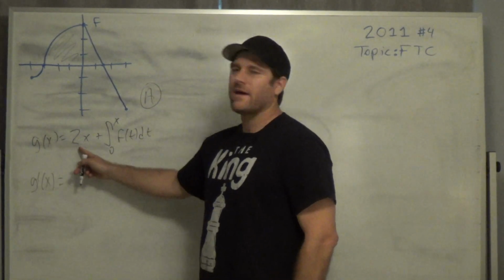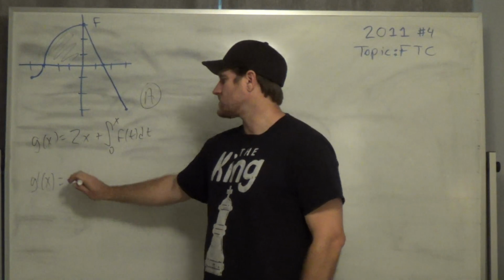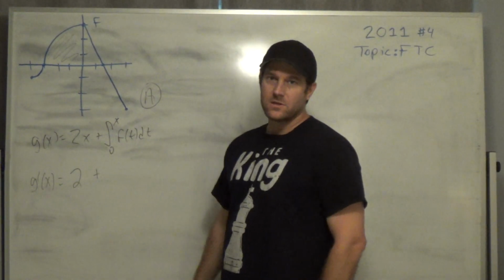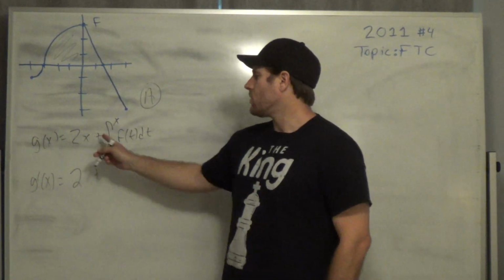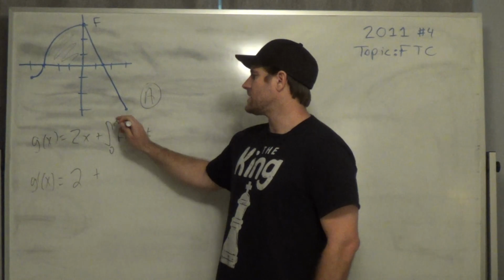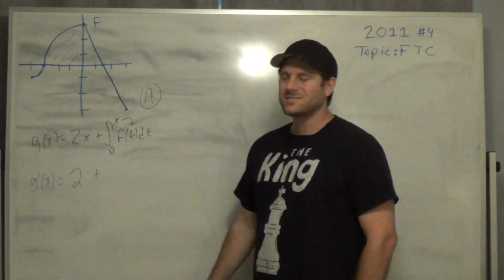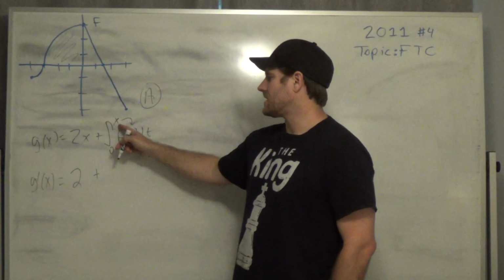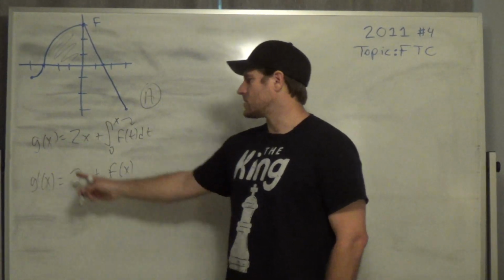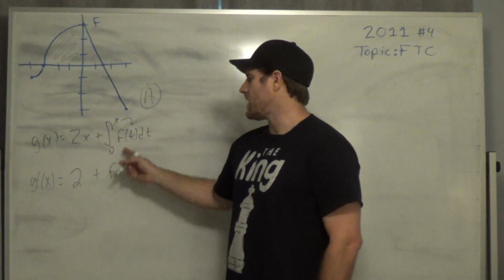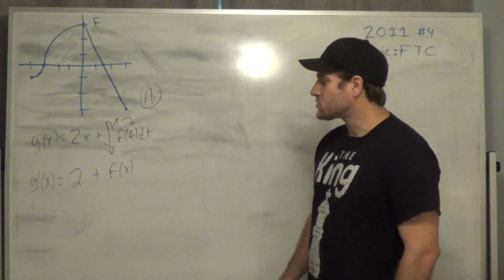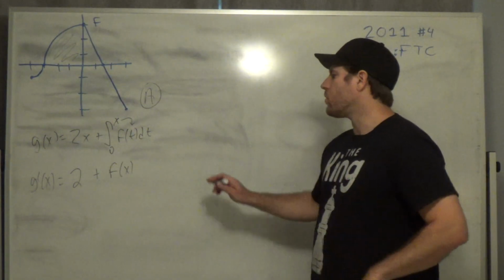To take the derivative, I have to take the derivative. The derivative of 2x is 2. And now over here I have to take the derivative. But remember what happens when the derivative runs into the antiderivative. The derivative destroys the antiderivative and x jumps in. So derivative destroys the antiderivative, x jumps in, and this is what we get. So g prime x, I took the derivative, is 2 plus f of x.